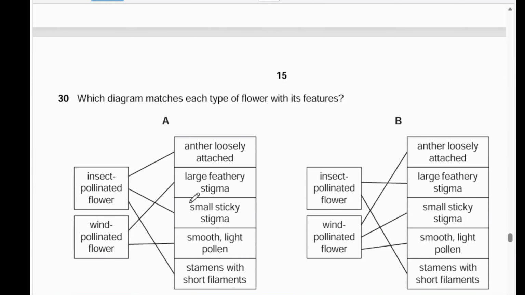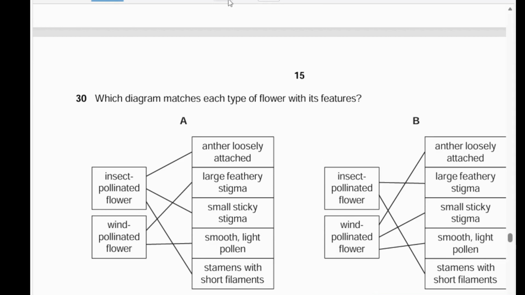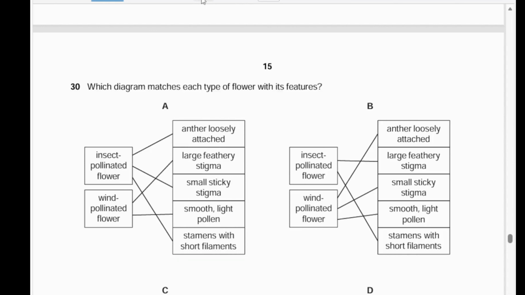Okay, a diagram is given for each type of flower with its features. So one is insect pollinated and the other is wind pollinated. Let's generally discuss. Insect pollinated flowers need to attract the insect. They would have nectar. Okay, they would have a brighter color. And they would have a sticky stigma so that they can get attached to insect legs. Okay, and the wind pollinated would be lightweight and hanging up in the air. Okay, so let's see which is the answer.